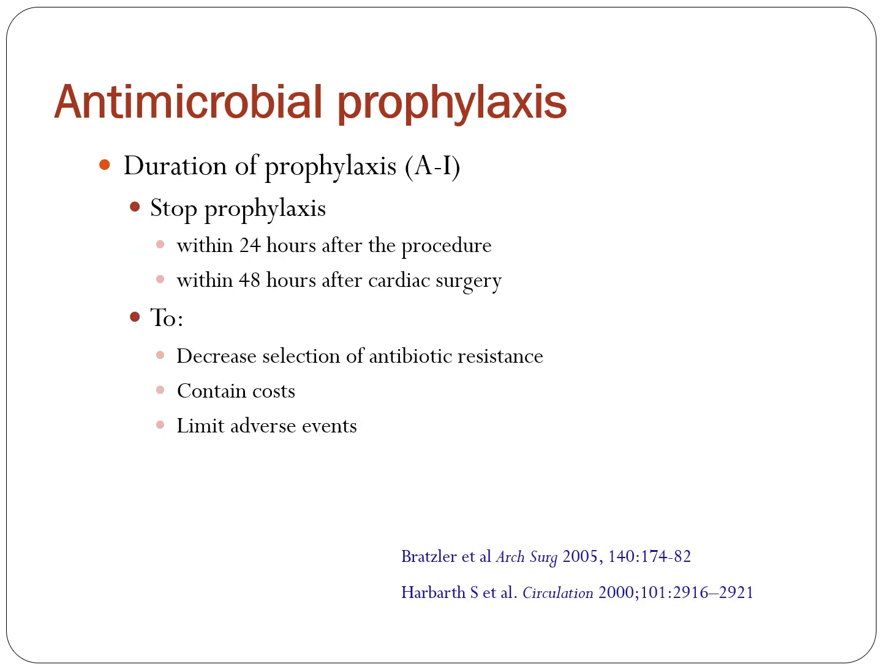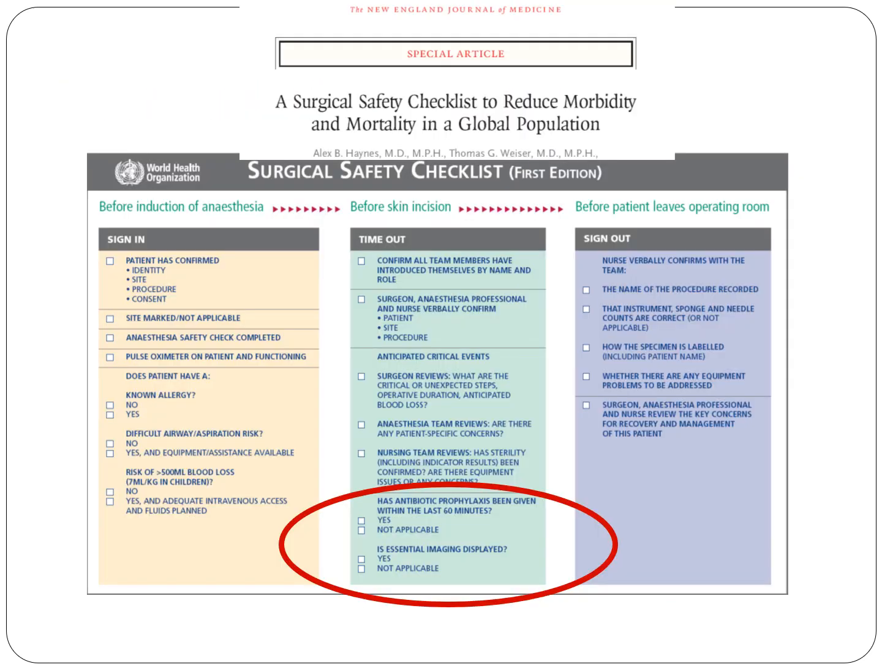The duration of prophylaxis should be such that it is stopped within 24 hours after the procedure, and for cardiac surgery, it should be stopped by 48 hours after the surgery. This is to decrease the selection of resistance, contain costs, and limit adverse effects. A surgical safety checklist to reduce morbidity and mortality should be followed for this.